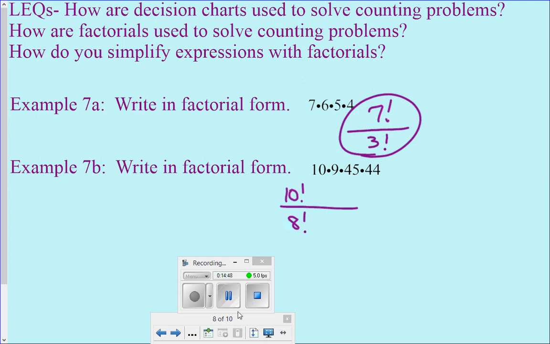Do the same thing with the 45 and the 44. So 45 factorial. And notice I'm just putting that right beside the 10 factorial. I'm not making two separate fractions. Hopefully you're realizing that should be a 43 factorial. The 43 down to 1 will cross off, and I'll be left with 45 and 44, and that is my final answer. That is factorial form.